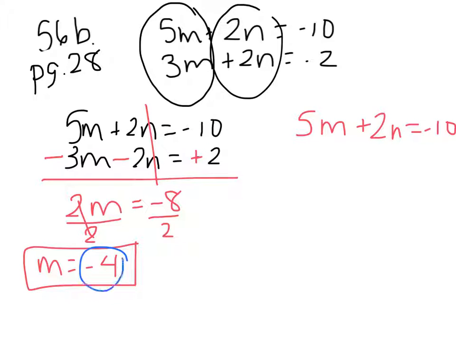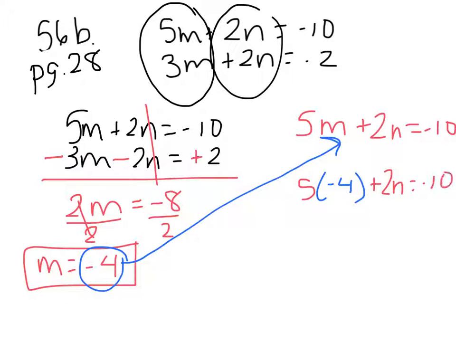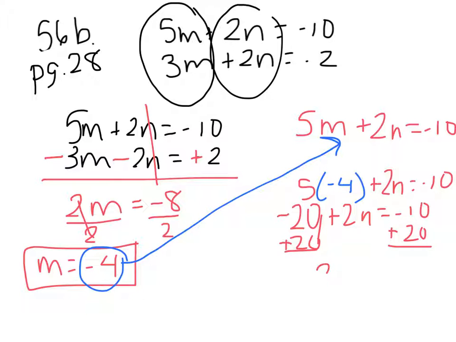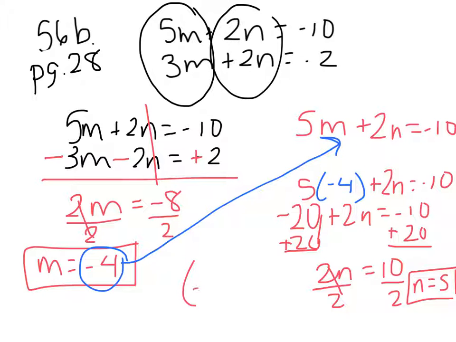So I'm going to take negative 4 and plug that in for m. So 5 times negative 4 plus 2n equals negative 10. So it's negative 20 plus 2n equals negative 10. We'll add 20 to both sides. 2n is now equal to 10, and we can divide both sides by 2 to get n equals 5. So when we go to write our final answer, we'll have negative 4, comma 5.